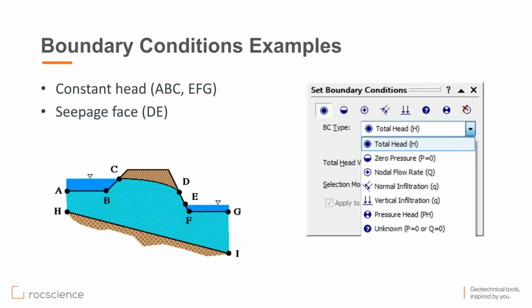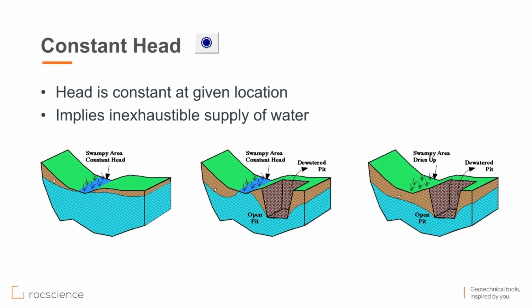A couple of boundary conditions that I will be using in this example is constant head. So looking at this schematic diagram of an embankment, you can see that in ABC and EFG, these 2 areas, we have constant head. And this constant head is actually attributed to the body of water standing on upstream and downstream of this embankment. Now, when we are talking about constant head at the location, that implies that you have an inexhaustible supply of water there. So looking at the left picture here, if you have a swampy area or a river flowing here, you can assign the constant head in this area.